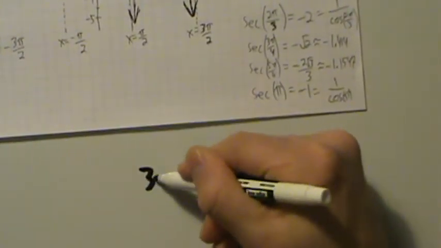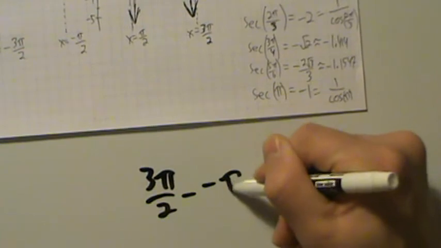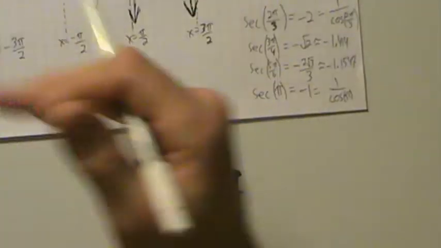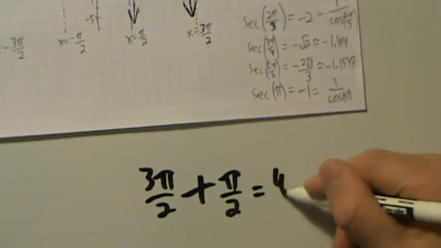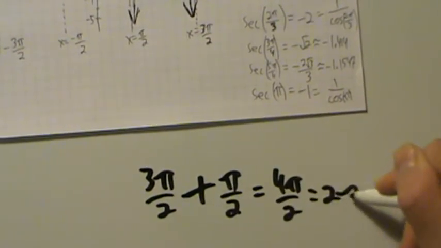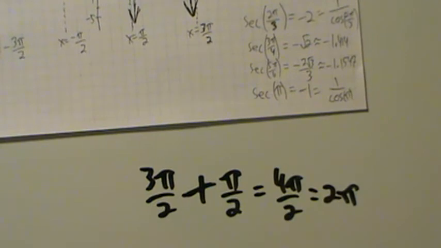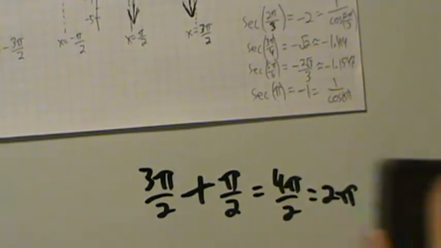Okay, well, 3 pi over 2 minus negative pi over 2. Just do right minus left to get the distance between them. That's going to be 3 pi over 2 plus pi over 2, which is 4 pi over 2, which is 2 pi. What's significant about that? Well, 2 pi is the period of secant. Remember, secant has period 2 pi.